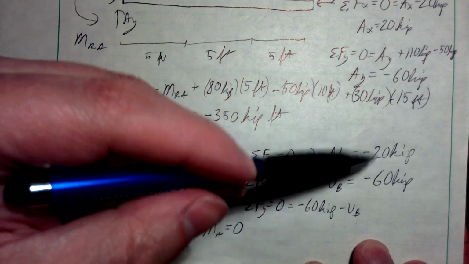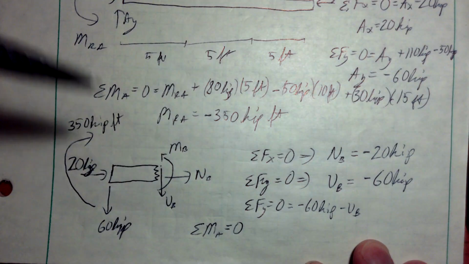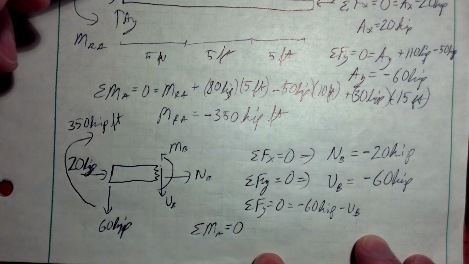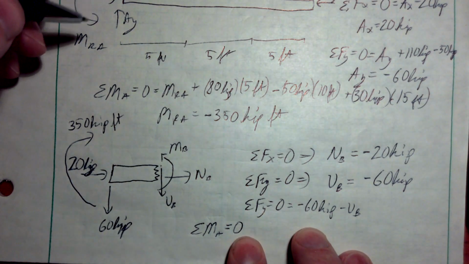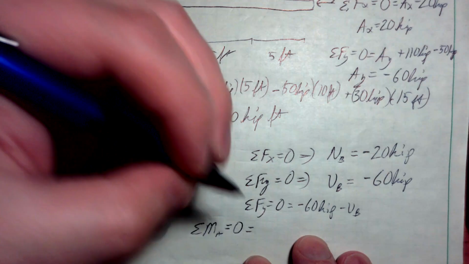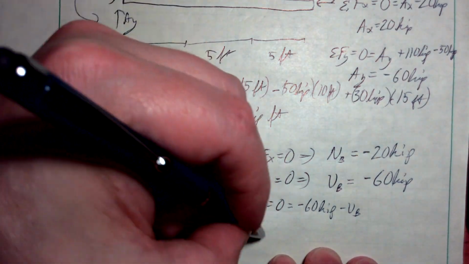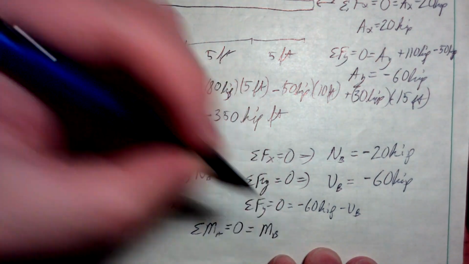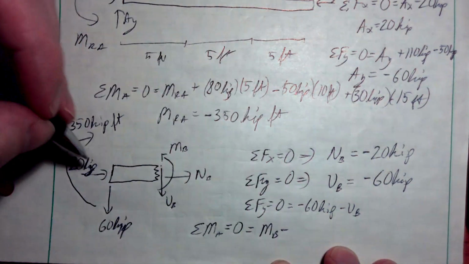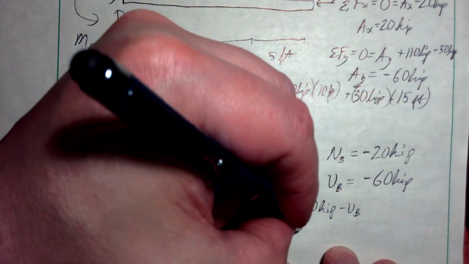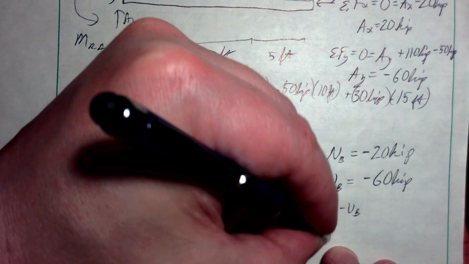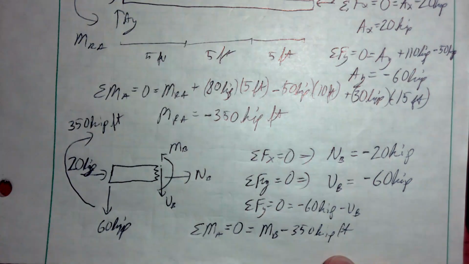Now where these others have just been equal to the other applied force of the reaction, this one's going to be different. So sum of moments. I'm going to go ahead and add my couple moments first. I've got a positive bending moment at point B, and I've got a negative couple moment over here on the left of 350 kip feet.